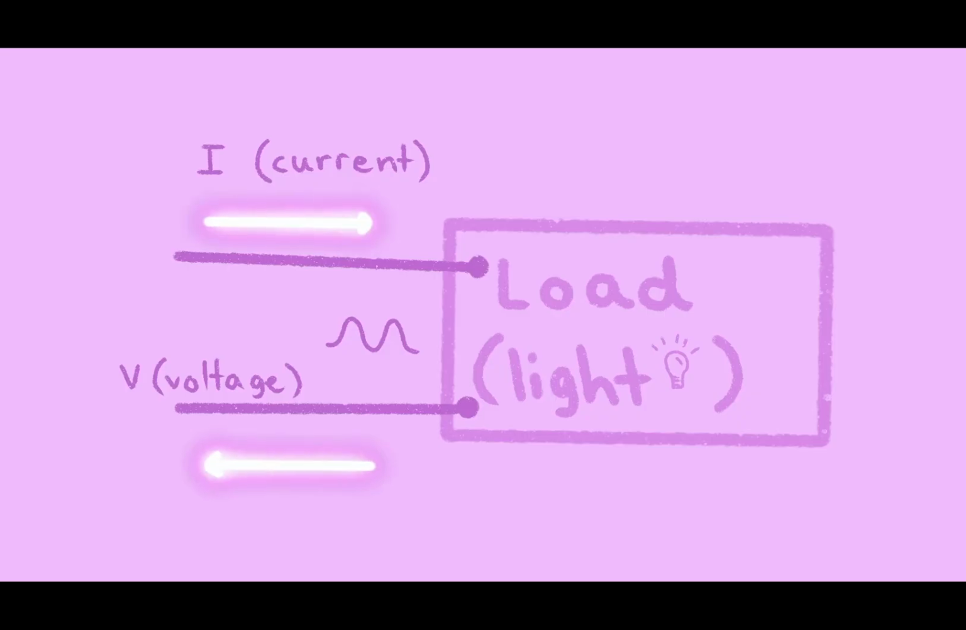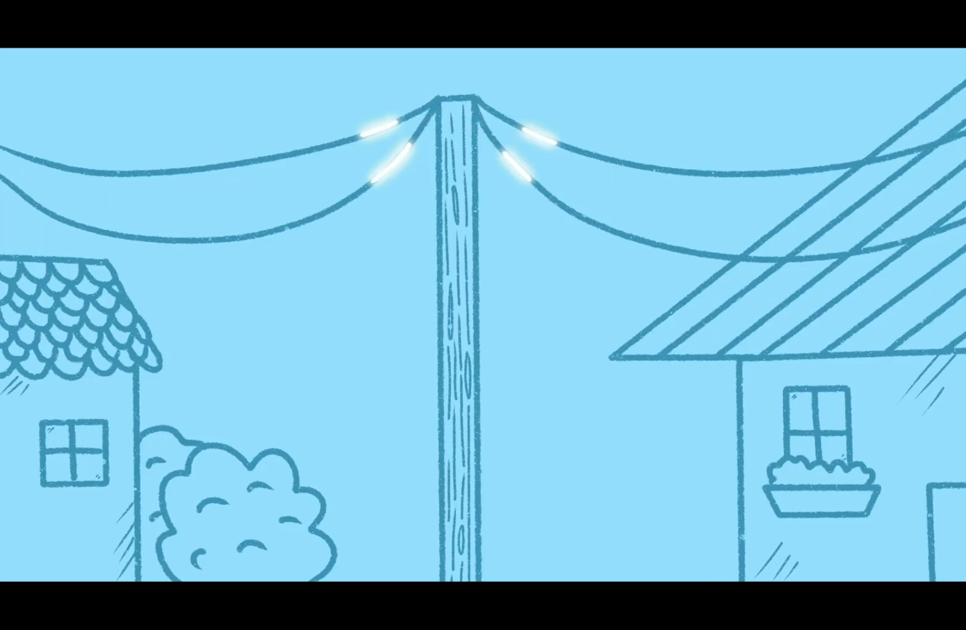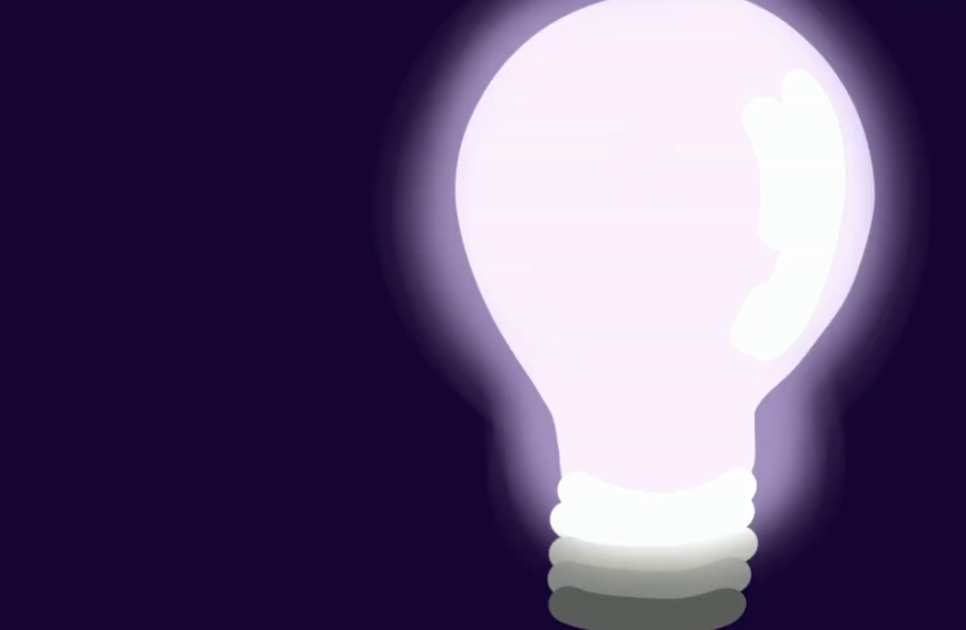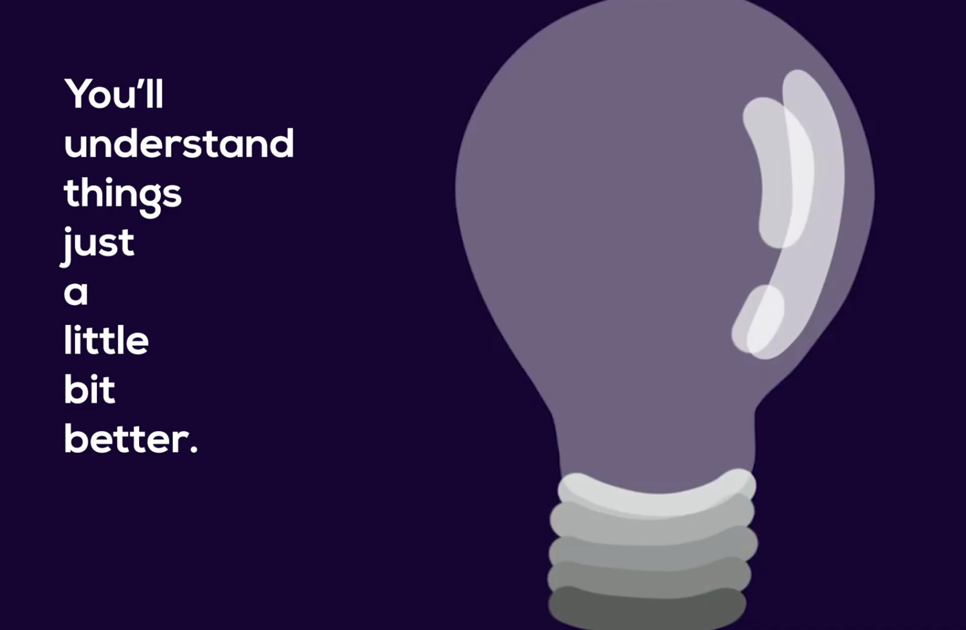So, for the electricity that we use in our everyday life, the amount of trigonometry behind their usage is unbelievable. Maybe the next time you see power distributed throughout your neighborhood, or go to turn on that fluorescent light bulb to do your problem set, you'll understand things just a little bit better.